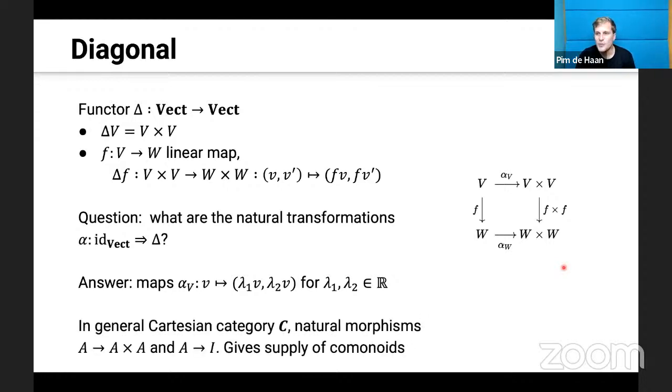If you will, we saw in Bruno's last talk, we heard about supply of comonoids, and you can see that in any Cartesian category, you get such morphisms that map from one copy of the object to two copies of the object, and also a morphism that maps from each object to the unit of the monoidal category. And this gives a supply of comonoids. Maybe that's an exercise you can do and write in Zulip about if you're interested: that these maps are always natural transformations.